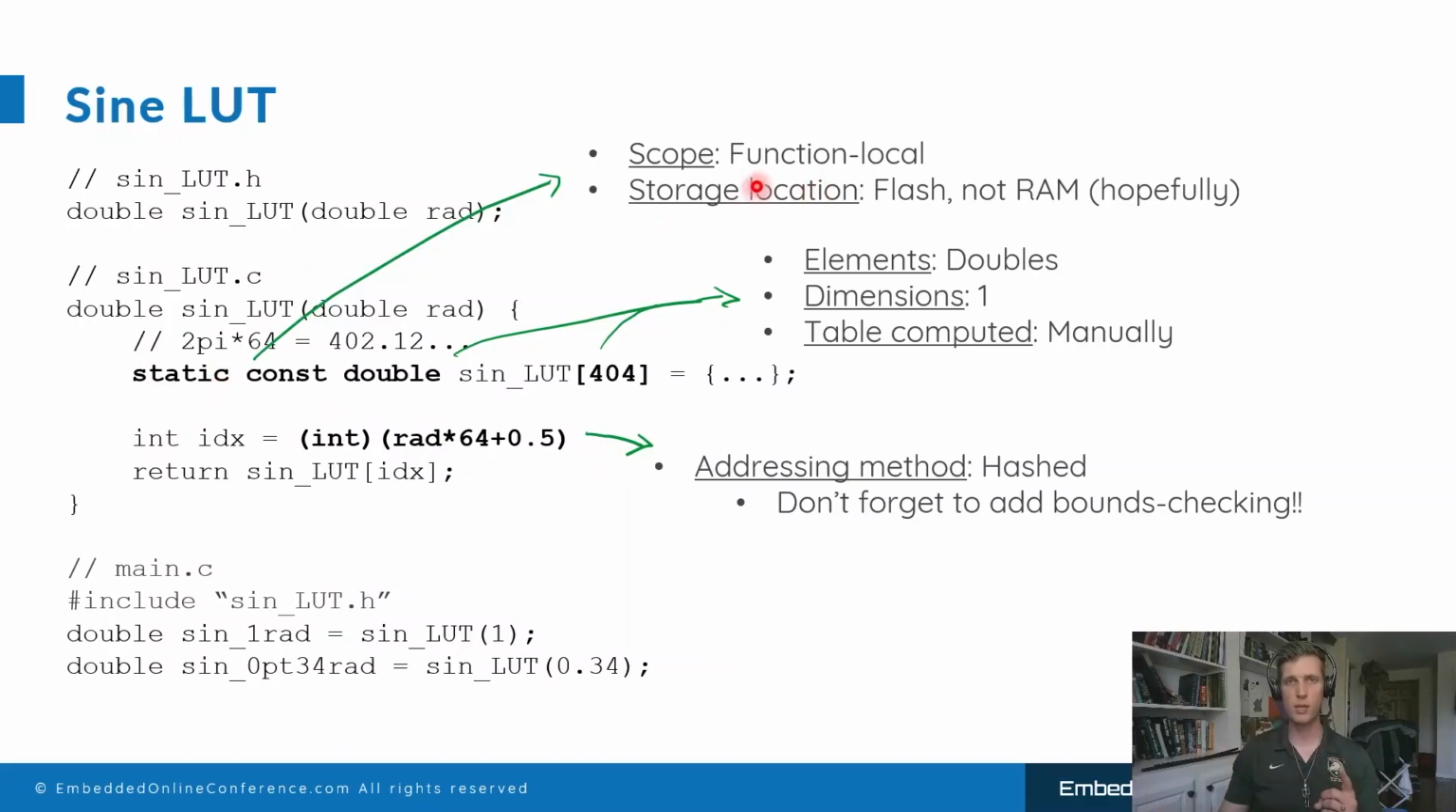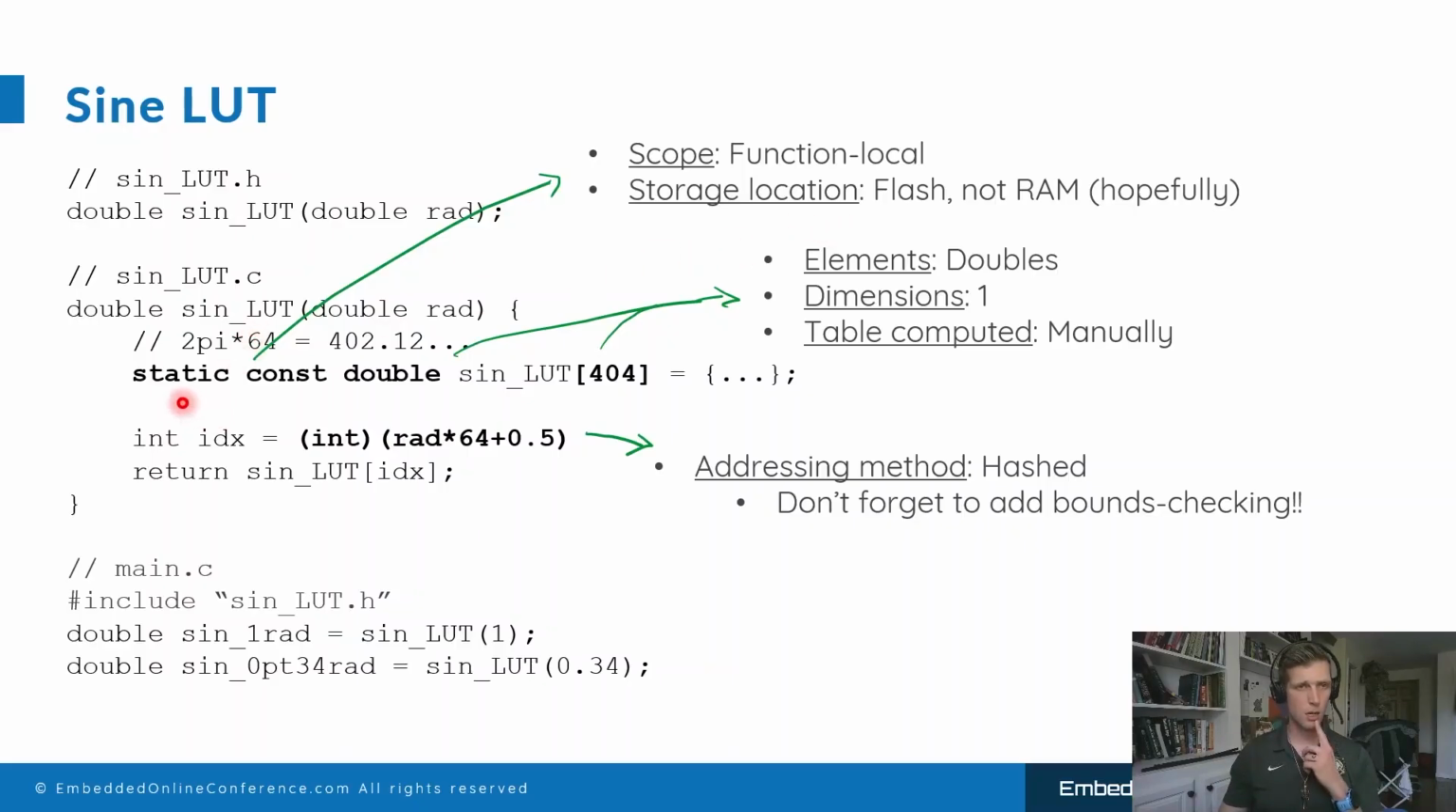So I've already mentioned number one, that this lookup table implementation is function local. Additionally, I'm going to use the const qualifier to try to help my linker store this table into Flash, not RAM. In almost every case, that's what I want because the table is probably not changing and my system probably has more flash than it does RAM. But occasionally there are times when I might want to put that lookup table in RAM, like if I'm computing values or changing values at runtime.